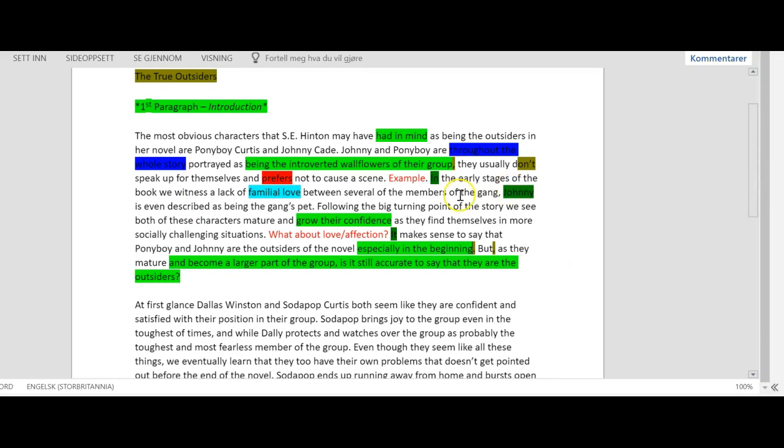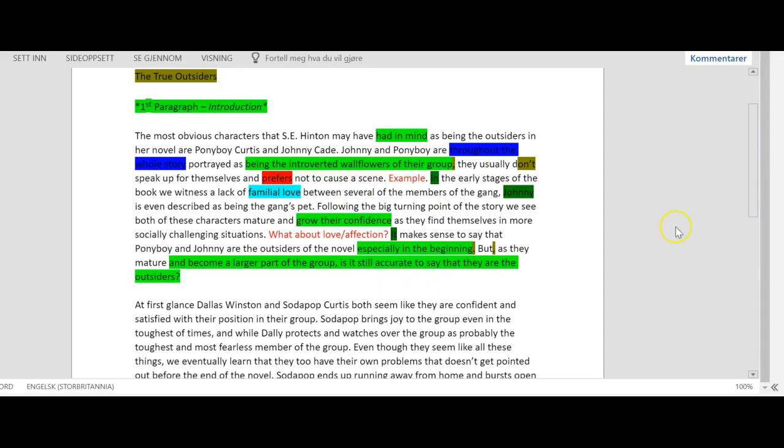Your first topic sentence, again, sorry. The most obvious characters that S.E. Hinton may have had in mind as being outsiders in her novel are Ponyboy Curtis and Johnny Cade. I think that works. I'm going to get back to color codes afterwards, and I'm not going to give you more color codes than the first paragraph because I want you to look at those color codes and translate them to the rest of your text.